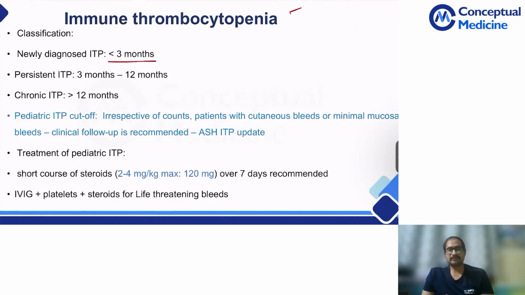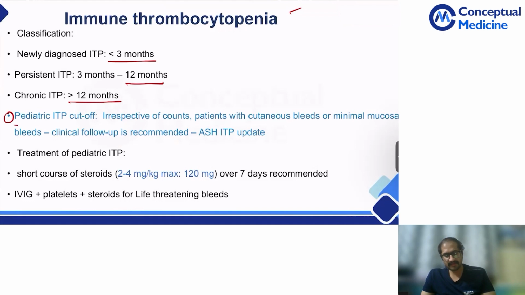So it is classified as newly diagnosed, less than 3 months of diagnosis. Persistent ITP is 3 months to 12 months of diagnosis. Chronic is more than 12 months of diagnosis. So only remember the duration of immune thrombocytopenia: newly diagnosed, persistent, and chronic. Then remember what is the treatment of ITP.